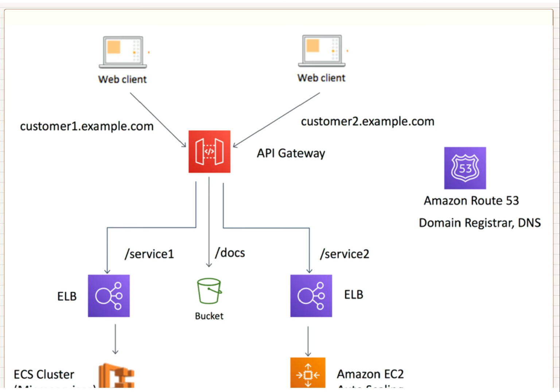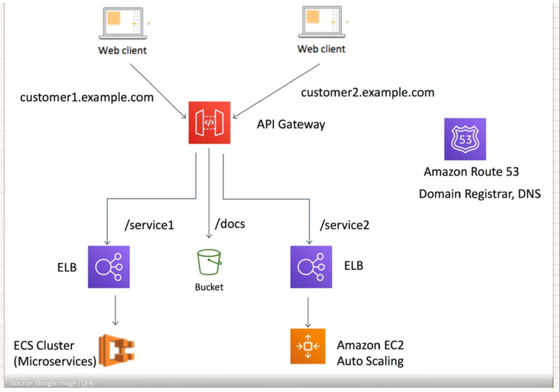So here is one of the pictures taken from the web. Web client 1 and 2 are using API Gateway and making some requests. The first one is a customer, and let's say you are requesting service one. Service one is provided by an Elastic Load Balancer through an Elastic Container Service cluster. So it's a microservice. And then let's say it's looking for a document. API Gateway interacts with the S3 bucket and will return the document.